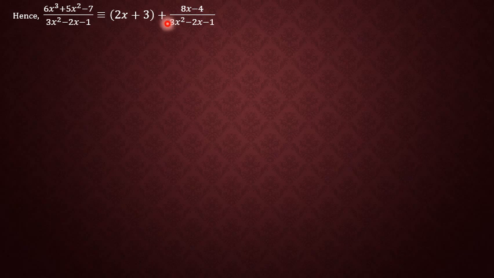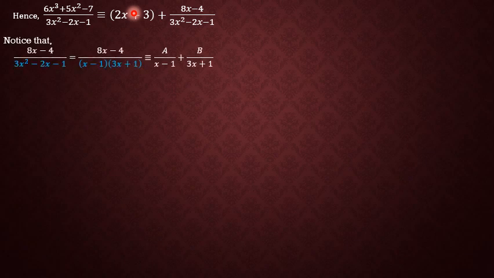So there is this other term left here, so we can actually just figure out this other part here. We can take this part here and then express it into partial fraction again, while leaving this other term here without touching it, okay. So notice that 8x minus 4 divided by 3x squared minus 2x minus 1 is just equal to 8x minus 4 divided by x minus 1 times 3x plus 1, okay. It means I've just factorized here.